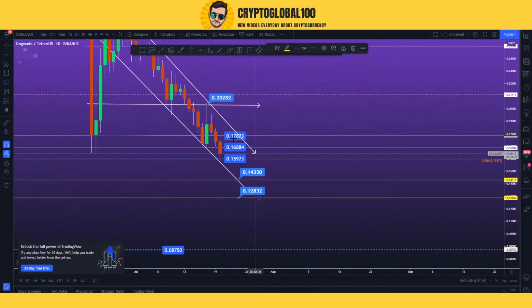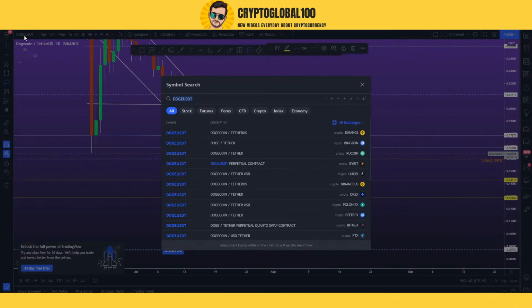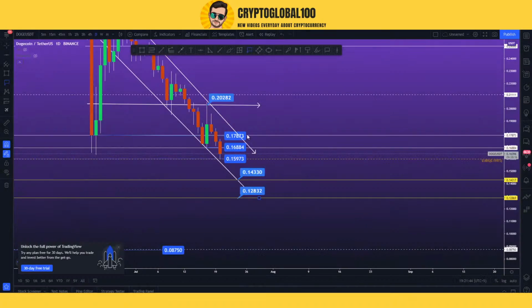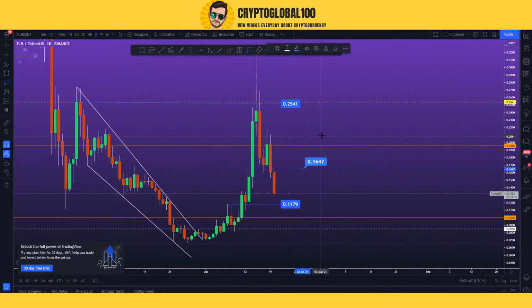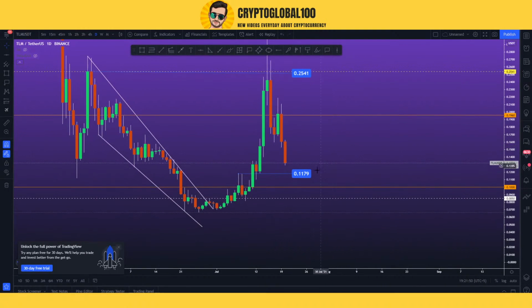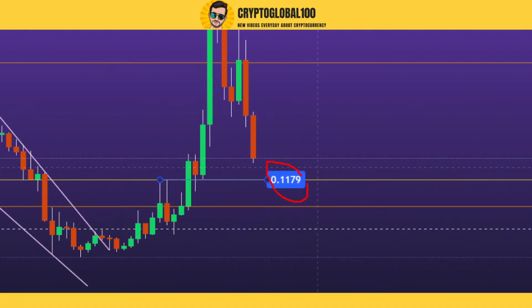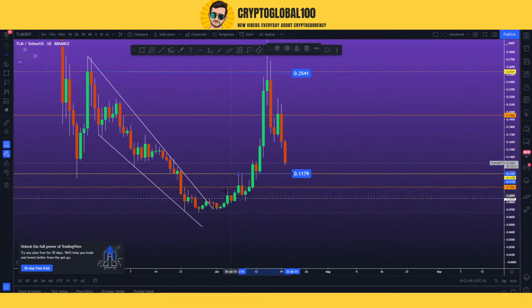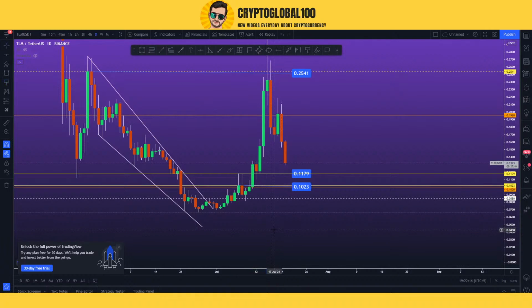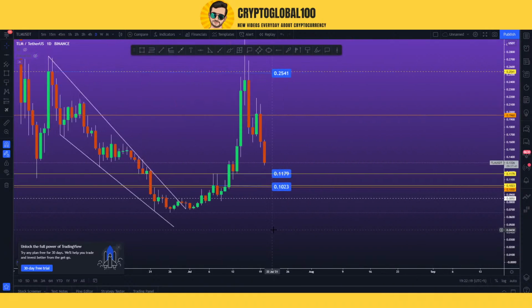Okay guys, Dogecoin has been done. Okay, prediction done. Let's take a look at the TLM again. So TLM, okay, let me delete this one. This is the first level which I think the price is gonna react to, 0.1179. This would be our first level, and let me check out this. This could be our second level here. That would be the next target, 0.171023.